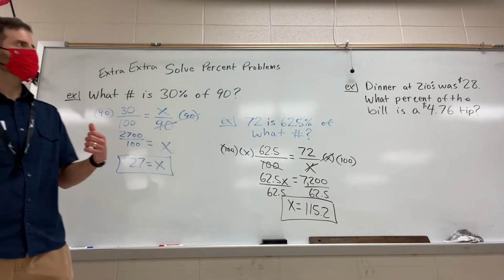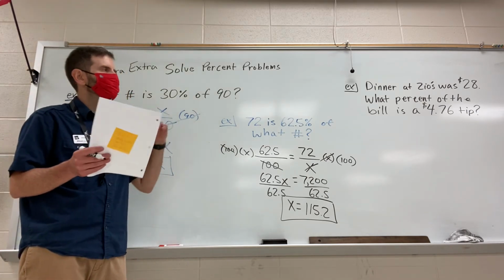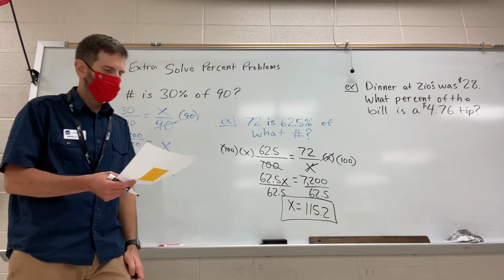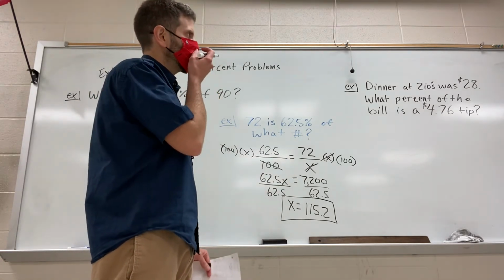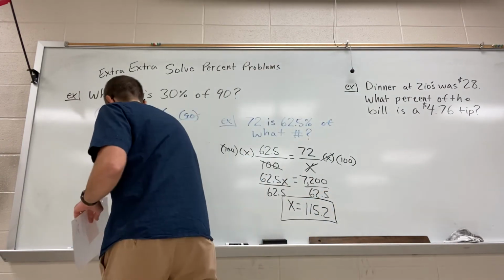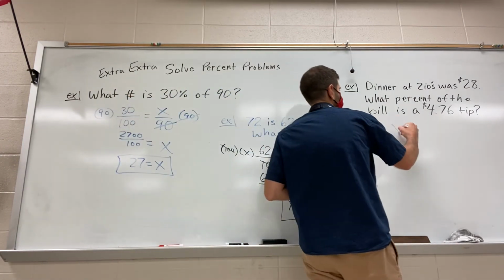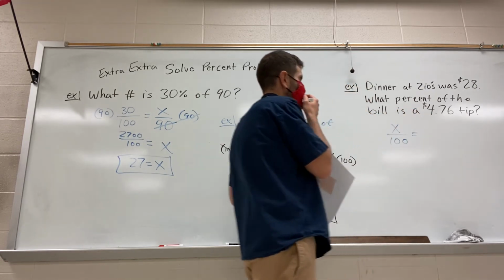it won't always be overtly using is and of. Sometimes you have to make sense of the problem. But it's pretty clear that we're trying to find a percent here. It says what percent, so I'm going to go X over 100. X over 100 is equal to is over of.